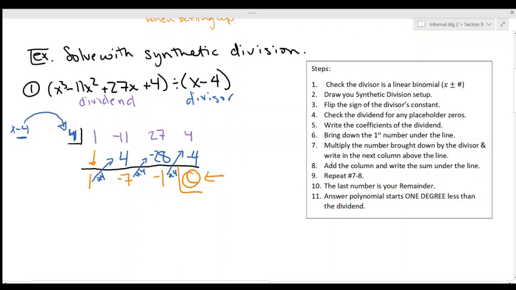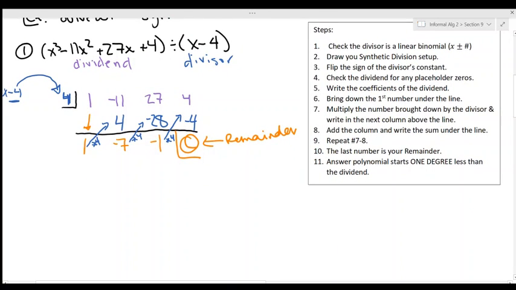This 0 is your remainder. Okay, the last number is your remainder. Now, we have to write our answer as a polynomial, okay? And your polynomial starts 1 degree less than a dividend.